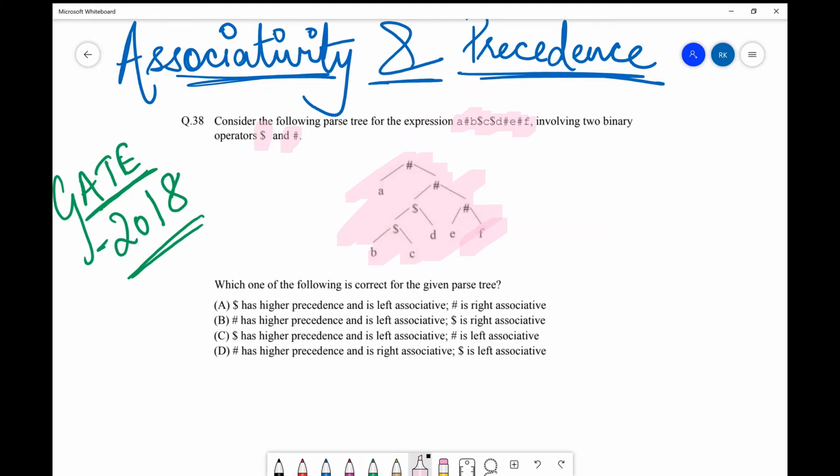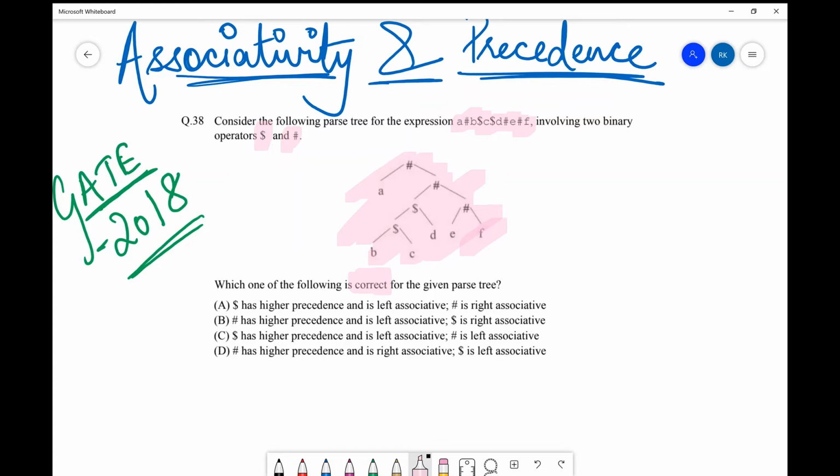Now let's start with the question. Let's see what the options are. What do they ask? They say which one of the following is correct for the given parse tree. So we need to focus on the correct option. Now the options are: dollar sign has higher precedence and is left associative. If you just go through the options, they have only asked about the precedence and the associativity of these two operators, dollar and hash. So why not just take a careful look at this tree, determine their precedence and associativity, and then check through the options. This is the approach which I follow.